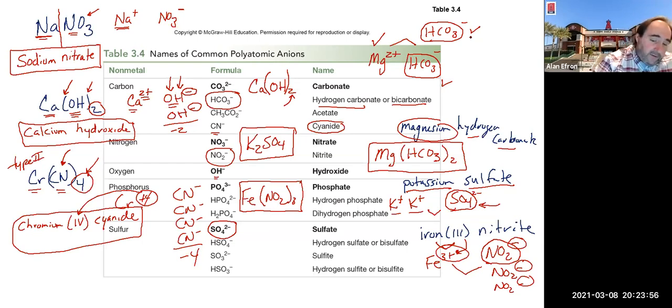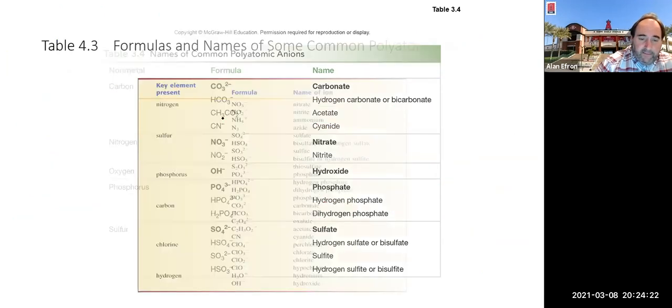The only time you would use a prefix on a polyatomic ion is if the actual polyatomic ion itself, like this guy, had an actual prefix in the name. Other than that, you should not be using prefixes here with these guys, other than that rare occasion where the actual name of it has a prefix in it. Any questions on polyatomic ions or naming in general? I believe that should wrap up the naming part of it.